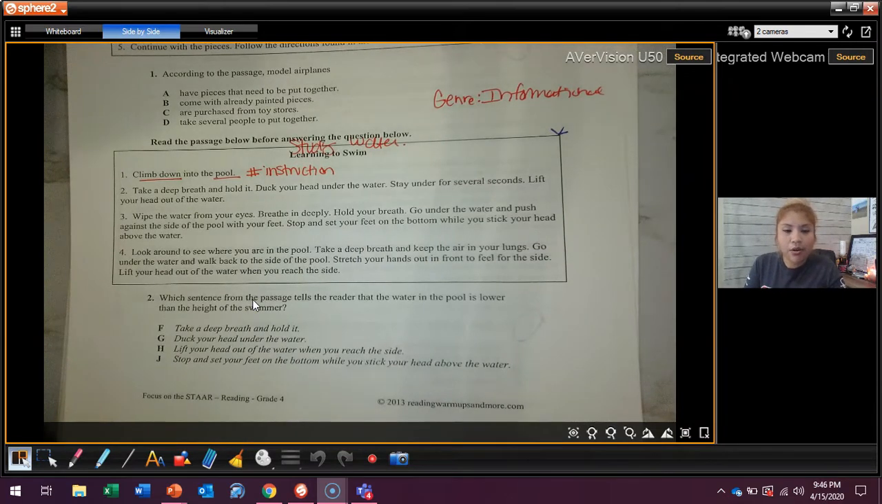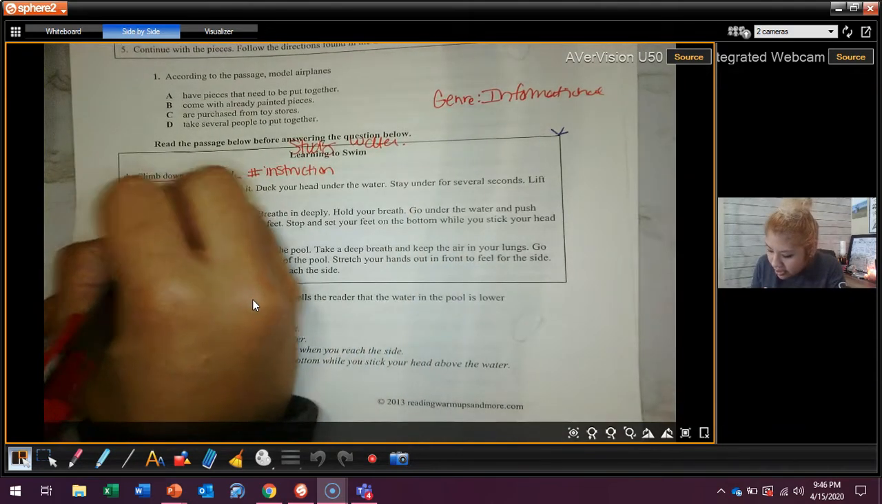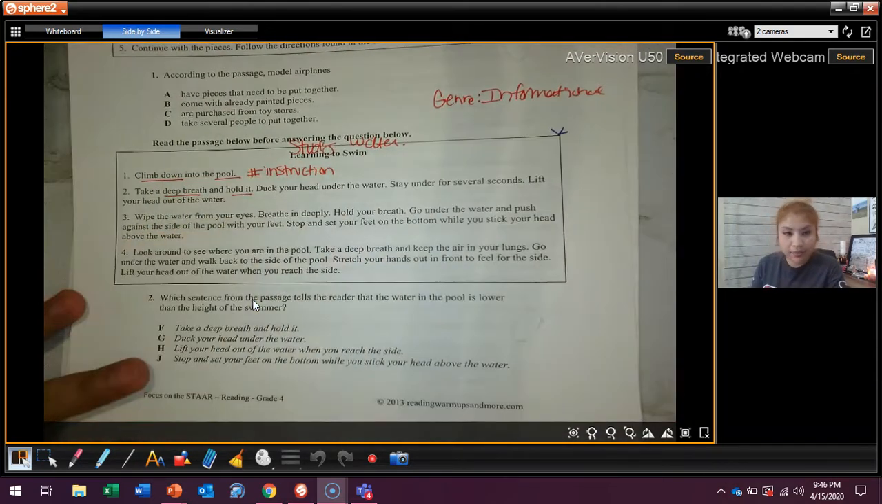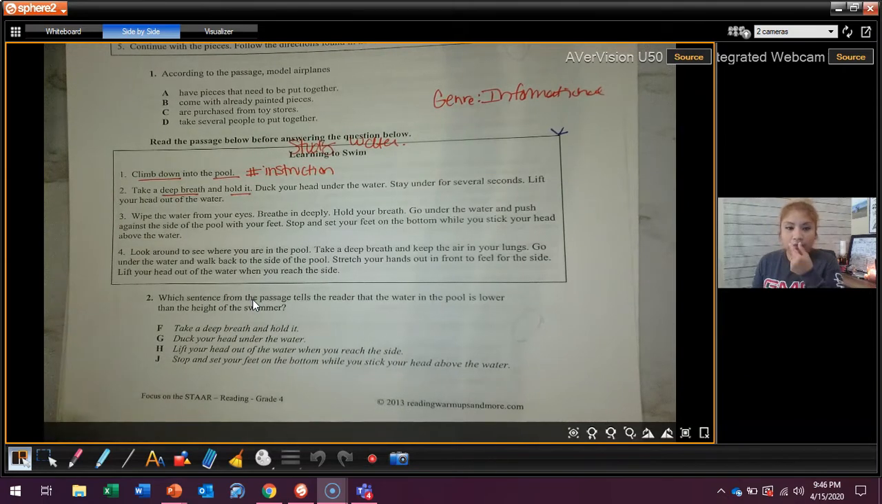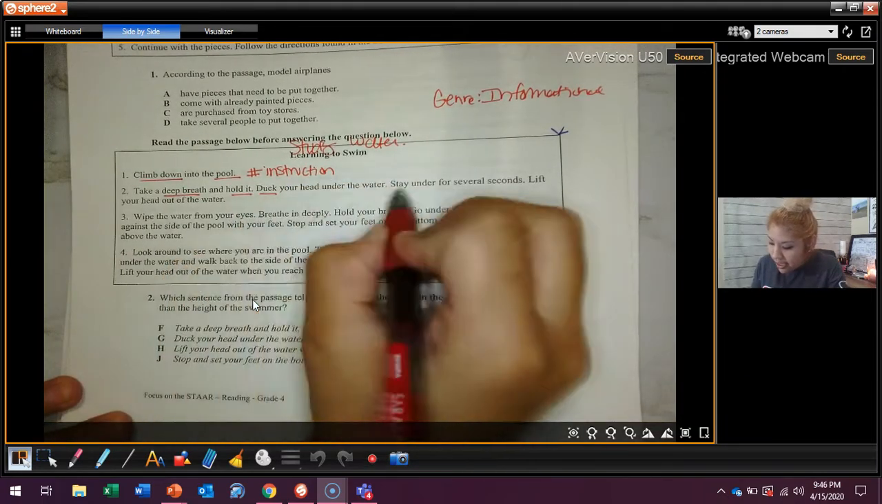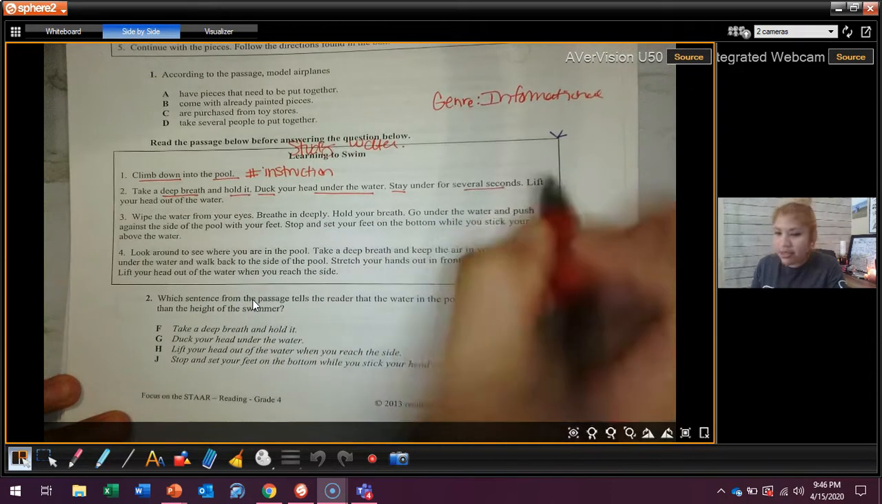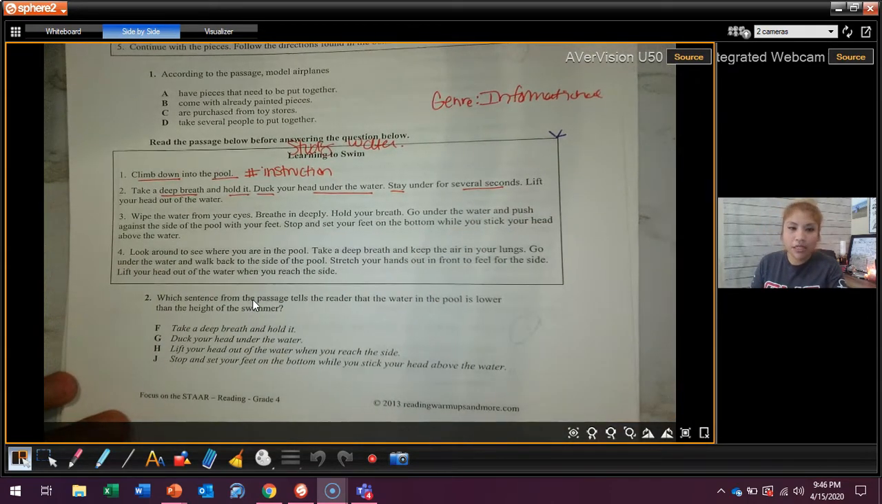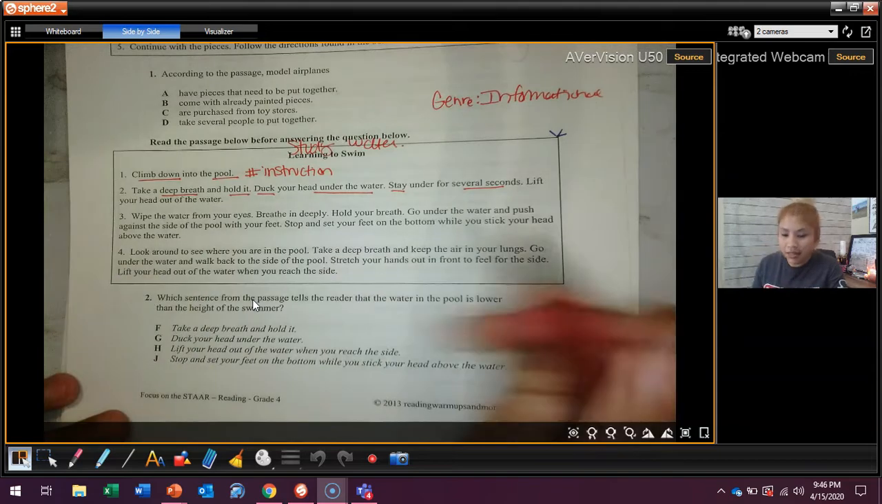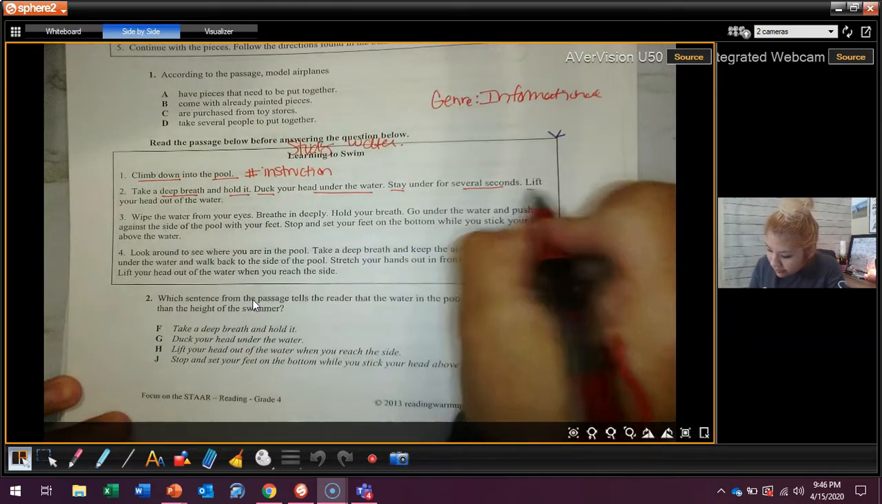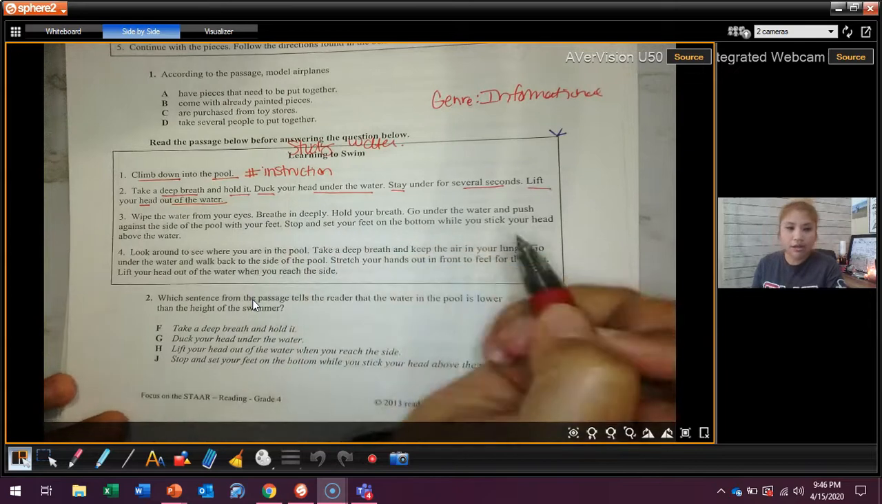Take a deep breath and hold it. Duck your head under the water. Stay under for several seconds. Lift your head out of the water. So what does this one want me to do? Take a deep breath. Hold it. Once I hold it, I duck my head under the water. And then what do I do once I'm under the water? I'm going to stay for several seconds. Then what do I do? I lift my head out of the water. So lift head out of the water.